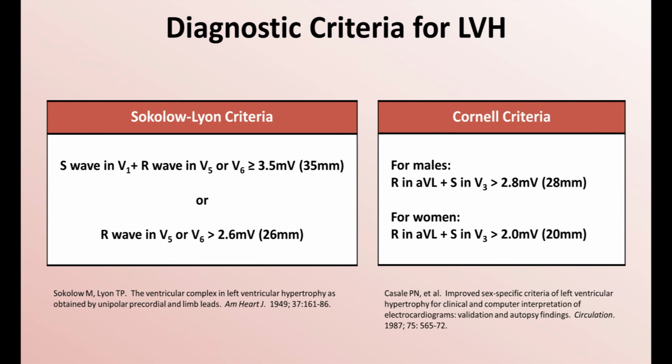The Cornell criteria is sex-specific and states that in men, LVH should be diagnosed when the R in aVL plus the S in V3 exceeds 28 millimeters, while in women it should be diagnosed if this sum exceeds 20 millimeters. As you can see, both of these criteria utilize only QRS amplitude in diagnosis.